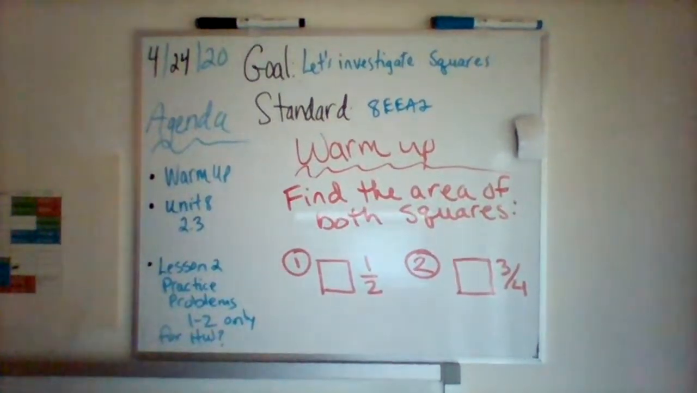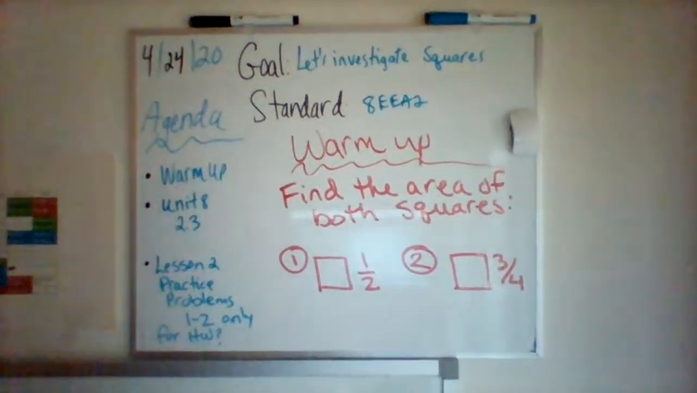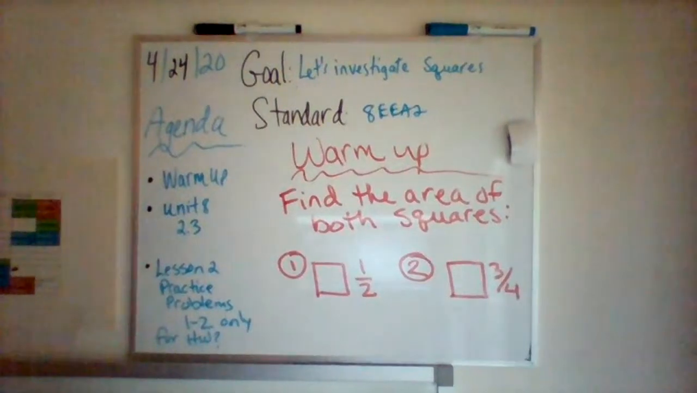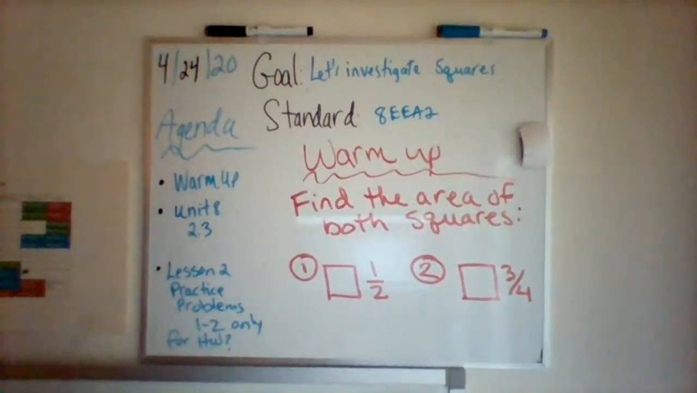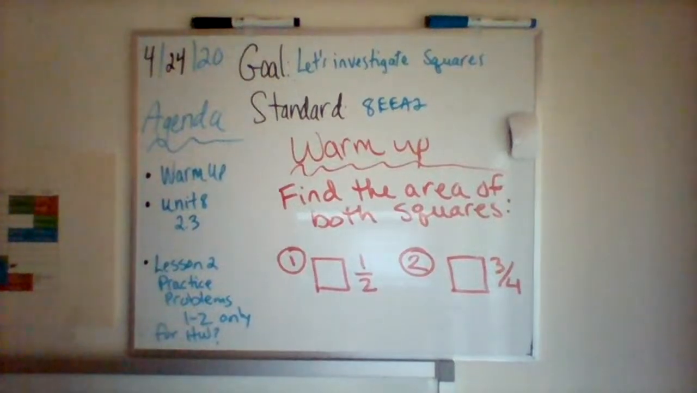Hopefully you didn't forget what we went over on Tuesday. This is directly tied in with our task. You have to be comfortable with being able to find the area of a square, just given its side length. And we're going to go even further than that.